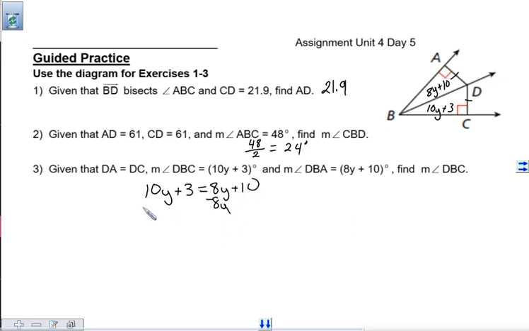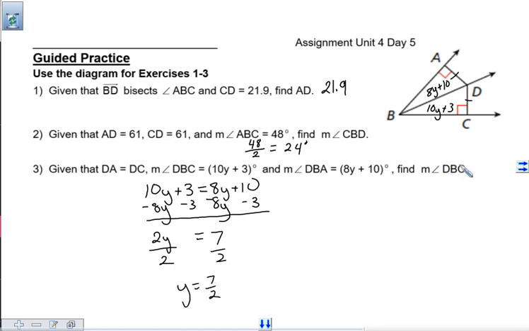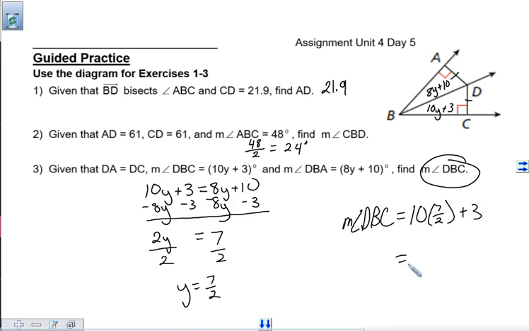Subtract 8y from both sides. Subtract 3 from both sides. So we could get 2y equals 7. Divide by 2 on both sides, so we would have y equals 7/2. But we're not finished. We want to find the measure of angle DBC. So we need to substitute, so 10 times 7/2 plus 3. And that gets us 38 degrees.